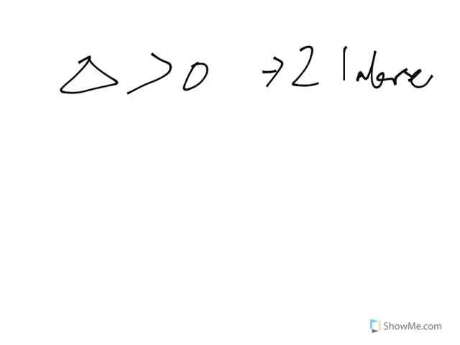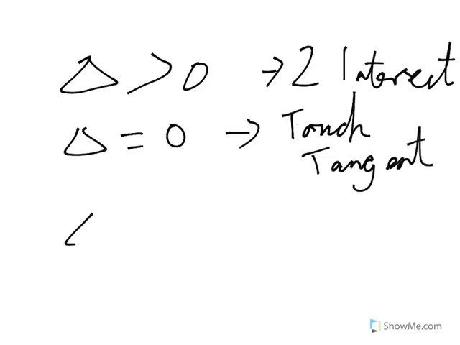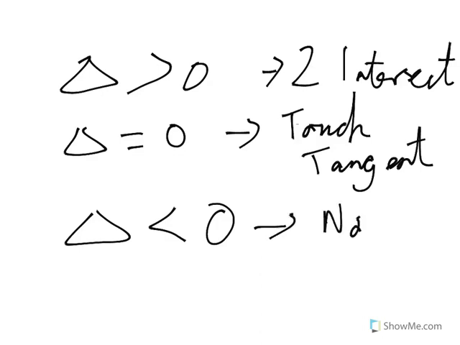Also, don't forget that the discriminant can be handy. If the discriminant is greater than 0, we're going to have 2 intersections. If the discriminant is equal to 0, we're going to have 1 intersection, or a touch, or a tangent. And if the discriminant is less than 0, then there's no intersection.